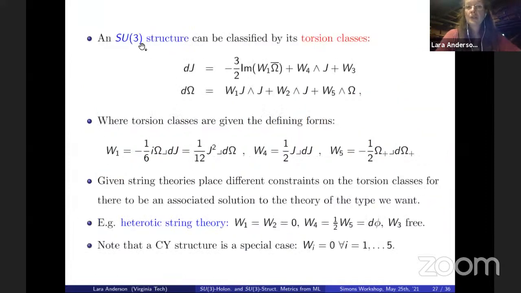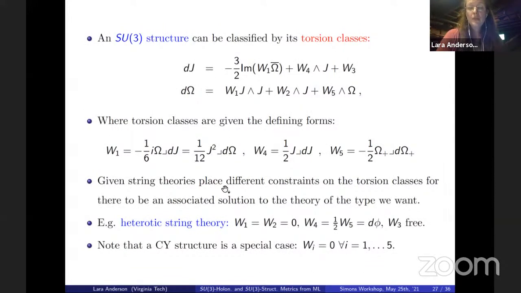So an SU(3) structure can actually be classified by the deviation of J and Ω away from being closed forms. And these are classified by the so-called torsion classes. So the deviation away from dJ and dΩ being 0 can be parameterized by torsion classes W1 through W5, where these torsion classes are given in terms of the defining 2-form and 3-form in the following way. Here, this angle bracket refers to contraction with the metric. So you can see W1, and sorry, there should be a W, yeah, that's right, W4, W5. And then here, W2 and W3 can be determined in terms of W1 through W4 via the conditions on the previous slide.